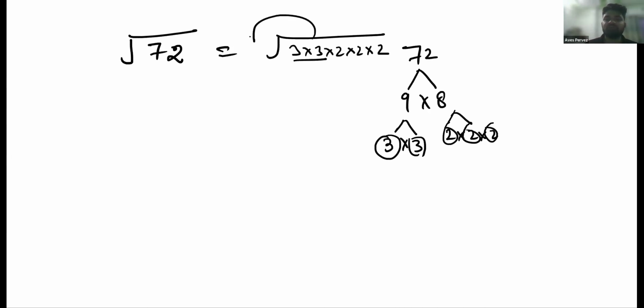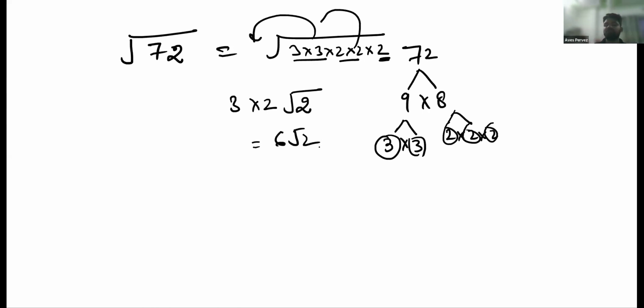The pair of 3s comes out and will be written as 3. The pair of 2s comes out and will be written as 2. This remaining 2 does not have any pair, so it will be written inside the root. So this will be written as 6 root 2. You understood? Yeah.